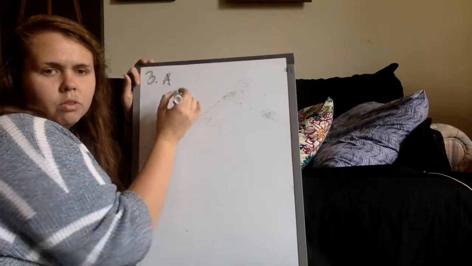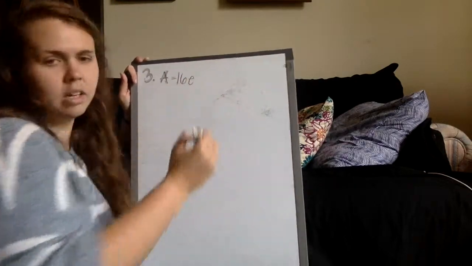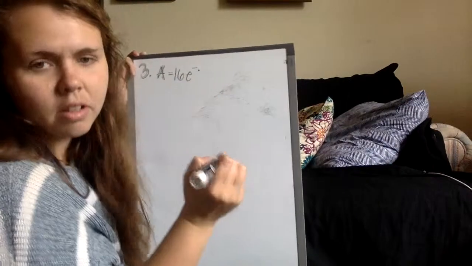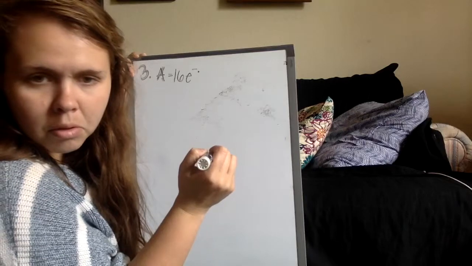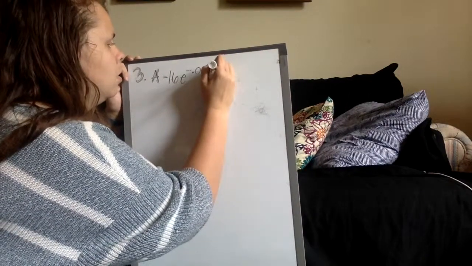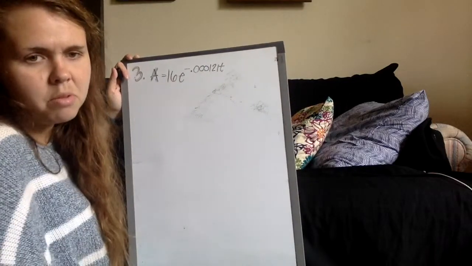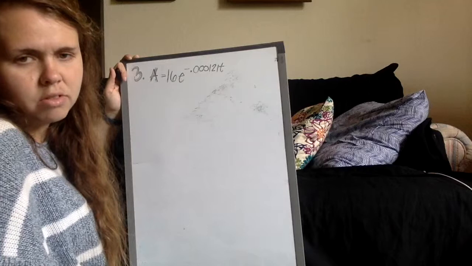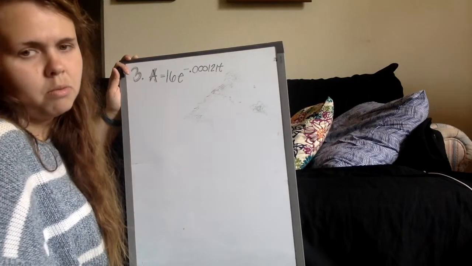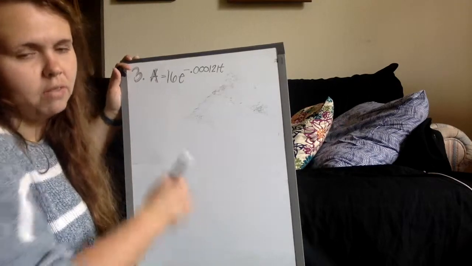A equals 16e to the negative 0.000121 T. And that describes the amount of carbon-14 present after T years. Use this model to determine how many grams will be present in 5,555 years.